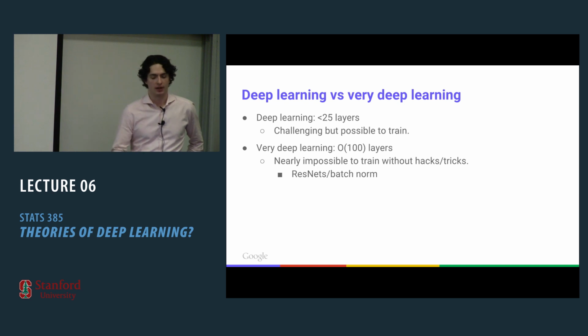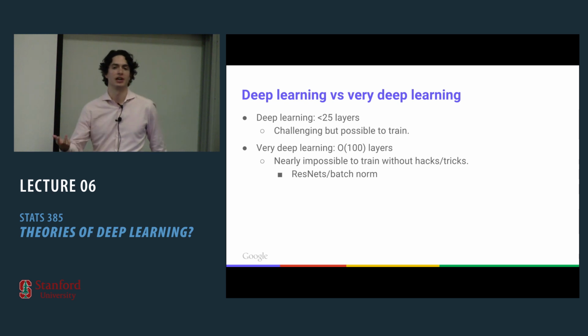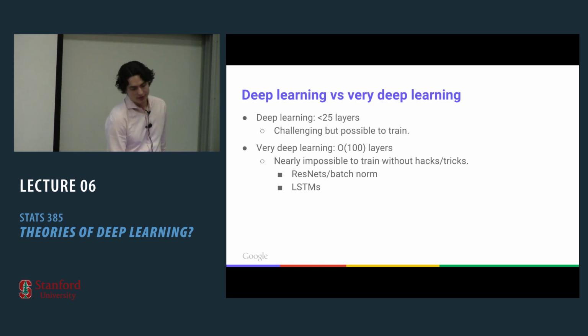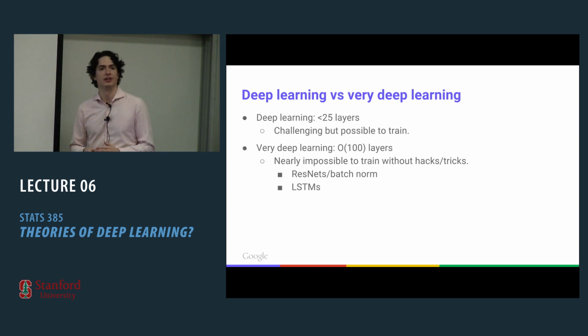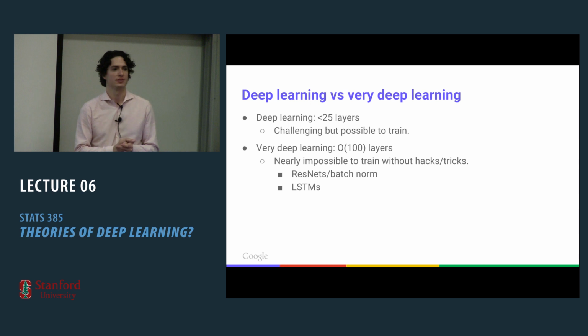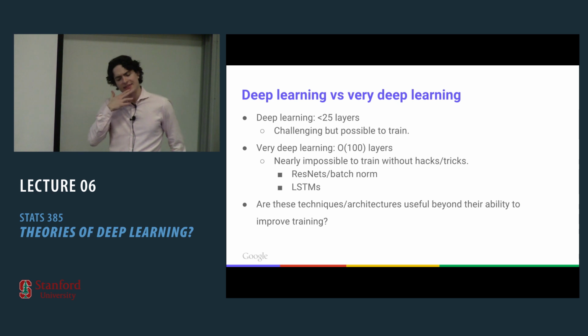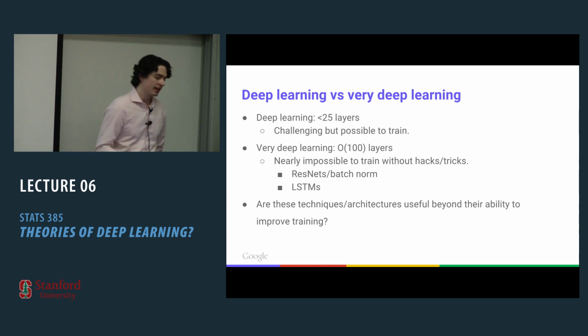Other very deep networks occur in the context of recurrent neural networks, where you have long time horizons. And in those contexts, you can also see effective network depths of hundreds or thousands of layers. And also in those contexts, learning seems to be very challenging without using specific architectures, such as gated units like LSTMs. So one, I think, natural question here is whether these techniques like ResNet, batch norm, LSTM, etc., are reflecting any kind of important inductive bias, or whether they're just useful insofar as their ability to help us train these deep networks.